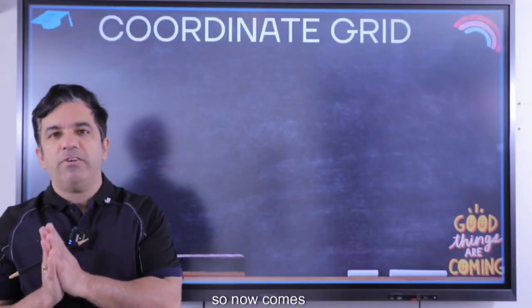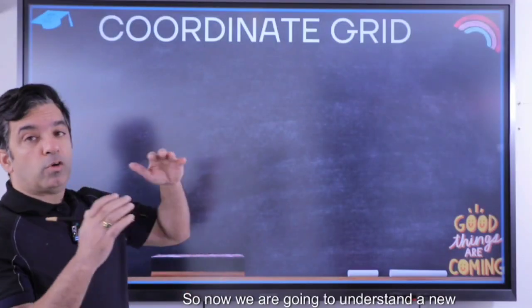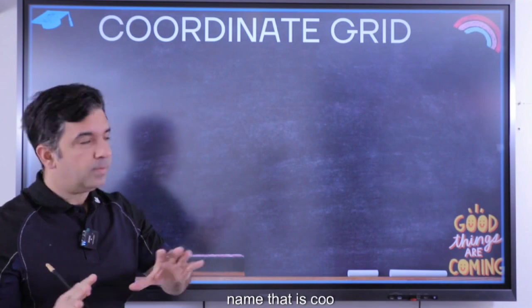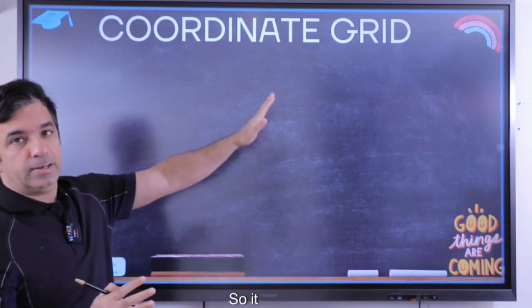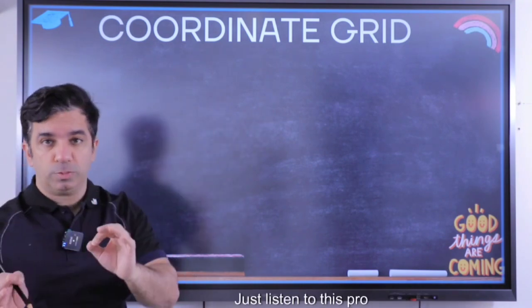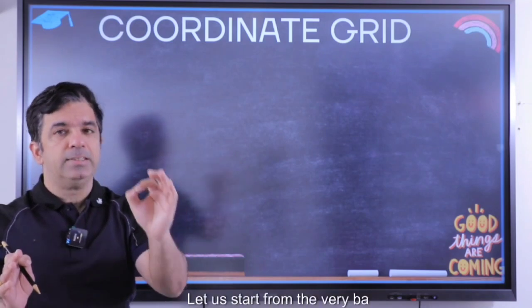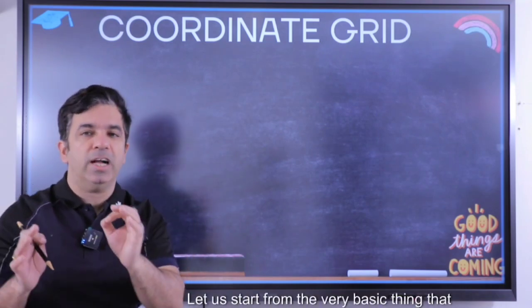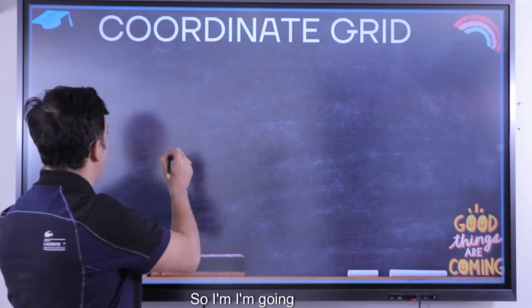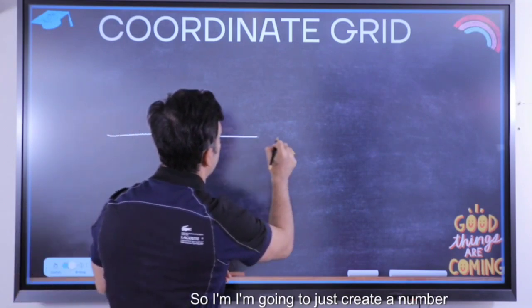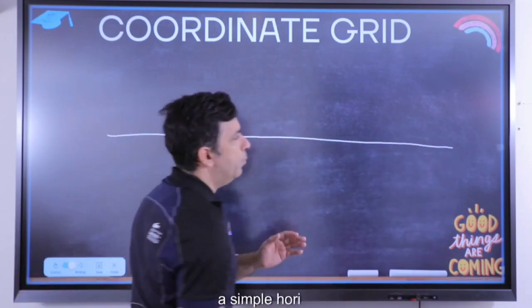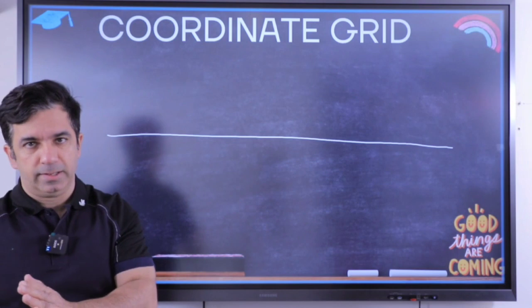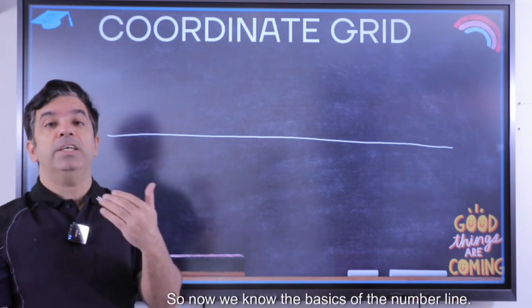So now comes the interesting part. So now we are going to understand a new name, that is coordinate grid. So it is very straightforward, just listen to this properly. Let us start from the very basic thing that we already know. So I'm going to just create a number line over here, a simple horizontal number line. So now we know the basics of the number line.